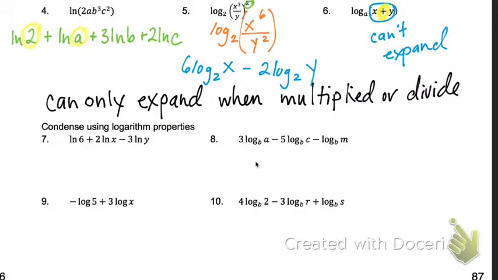So when the variables are multiplied by each other or they're divided, I guess put a D on the end.